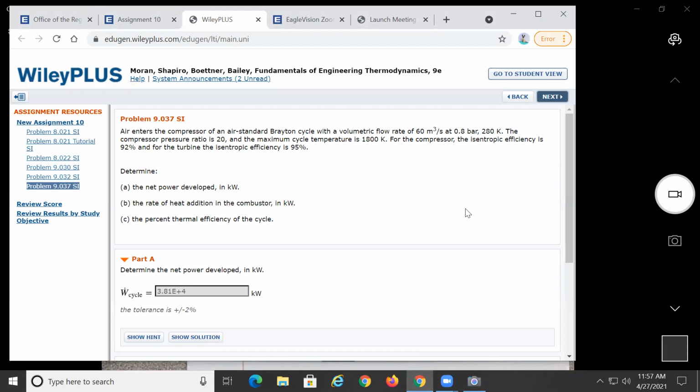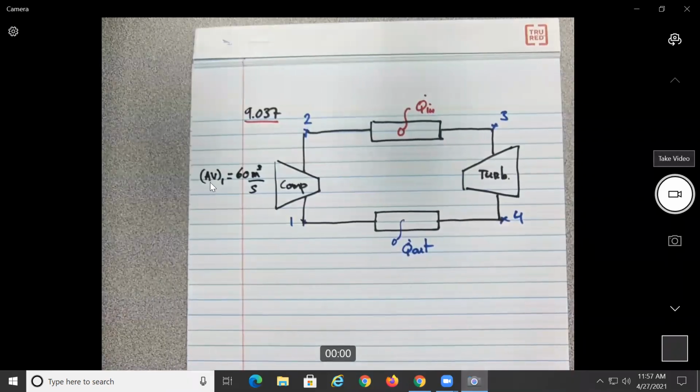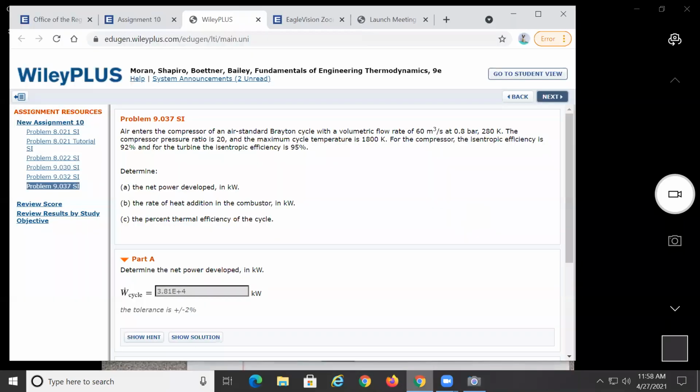So we know it's air that enters the compressor of a standard Brayton cycle with a volumetric flow rate of 60 cubic meters per second. So volumetric flow rate is what? AV1 equal to 60. Yeah, I know, but I need to look also at the problem. So volumetric flow rate is AV. This is the velocity.